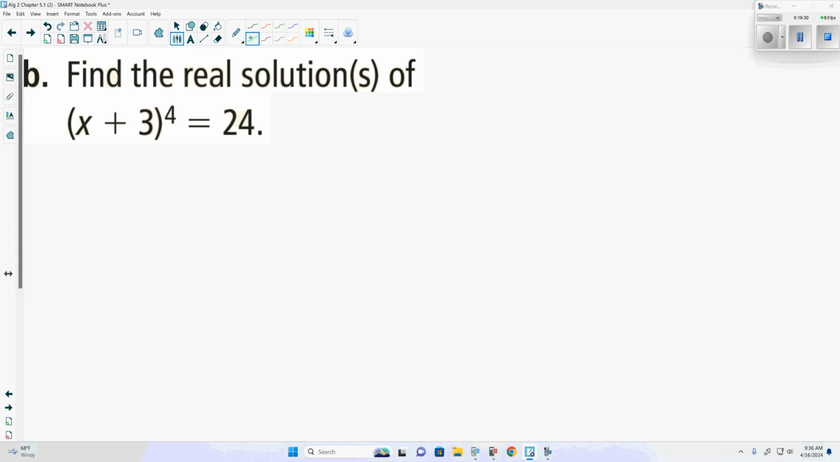X plus 3 to the fourth equals 24. Is the term with our power by itself? Yeah, so we can move on to step 2, taking the nth root of both sides. And we would take the 4th root. These would cancel, telling us x plus 3 is equal to the 4th root of 24.